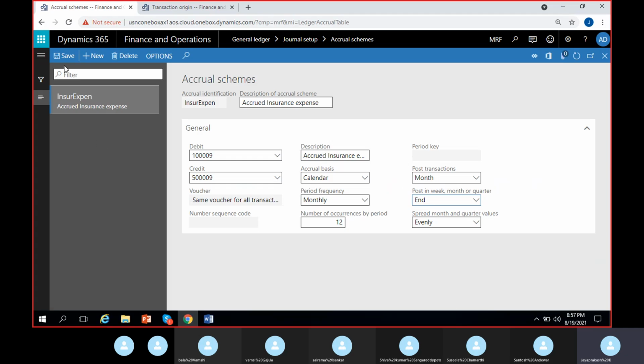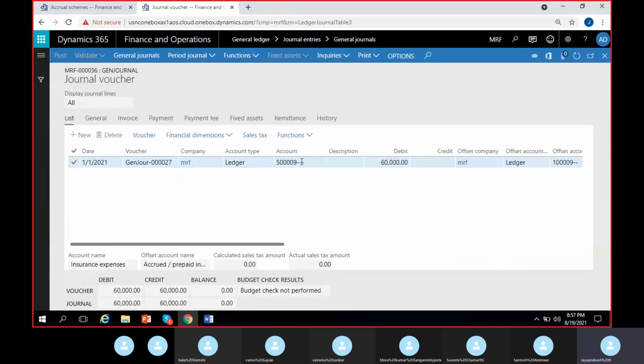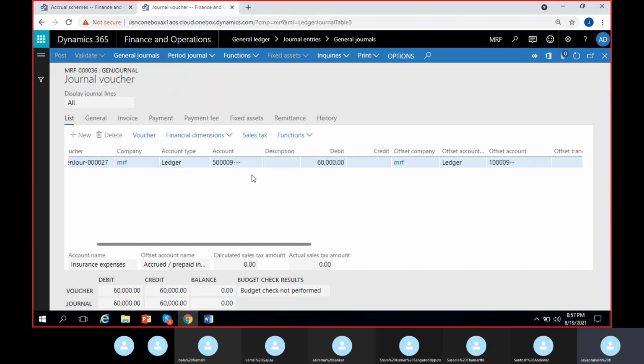So I gave this criteria and I saved this accrual scheme. Then I posted the original entry. సిస్టమ్ జనరల్లోకి వెళ్ళి ఒరిజినల్ ఎంట్రీ పోస్ట్ చేశాను. డెబిట్ ఇన్సూరెన్స్ ఎక్స్పెన్స్ అకౌంట్, క్రెడిట్ ప్రీపెయిడ్ ఇన్సూరెన్స్ ఎక్స్పెన్స్ అకౌంట్ వేసాను. సో అవే ఇక్కడ సేమ్ రివర్స్లో వేసాను. క్రెడిట్లోనేమో ఇన్సూరెన్స్ ఎక్స్పెన్స్ వేసాను, డెబిట్లోనేమో ప్రీపెయిడ్ ఇన్సూరెన్స్ ఎక్స్పెన్స్ అకౌంట్ వేసాను. దాన్ని ఇక్కడ రివర్స్లో వేసుకున్నాం. వేసి ఎంట్రీ పోస్ట్ చేసాం.